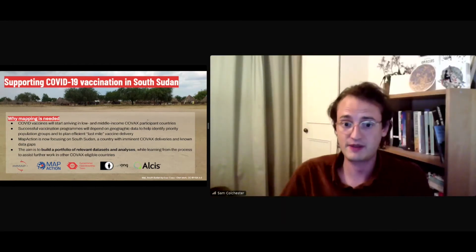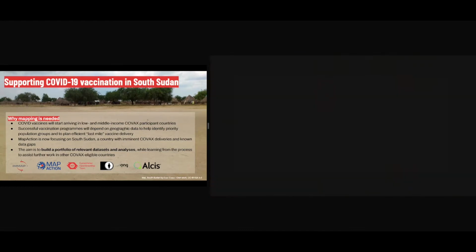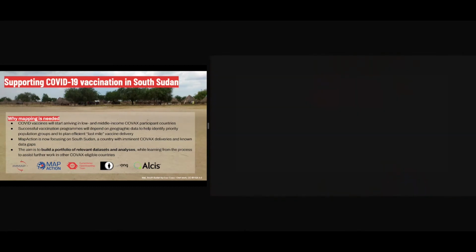So the aim is to build a portfolio of relevant data sets, and we're going to use the learnings from this South Sudan pilot to assist the broader rollout into the other 14 low-income countries. Yeah, so it's great you've all been mapping South Sudan today. And this data is really important to help identify priority populations and to plan efficient last mile vaccine delivery.